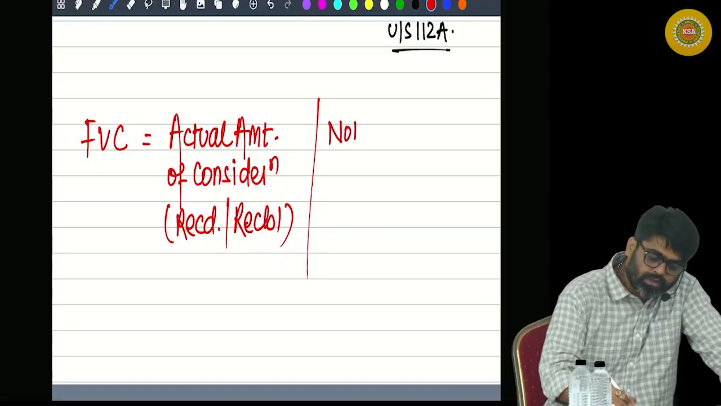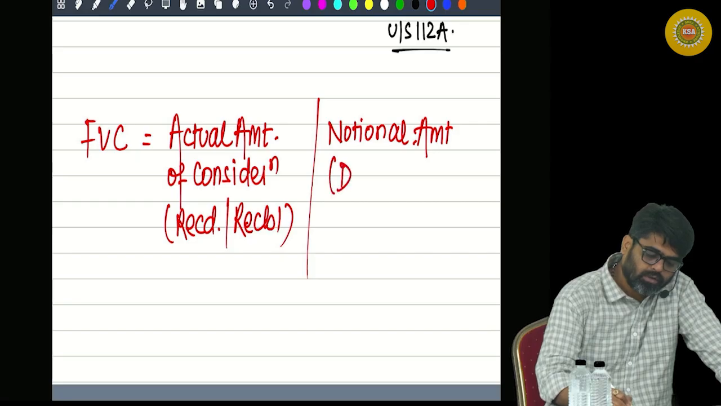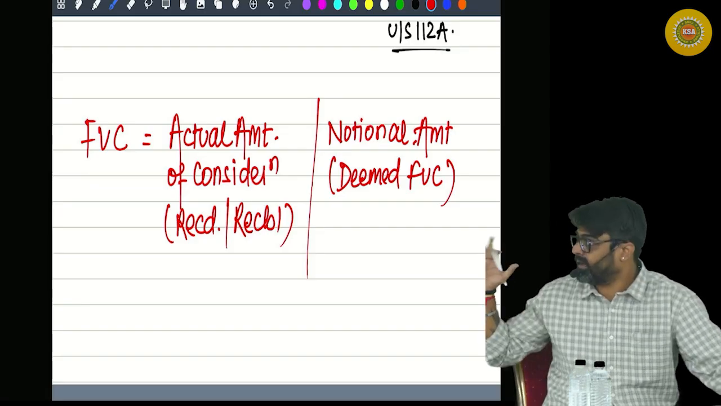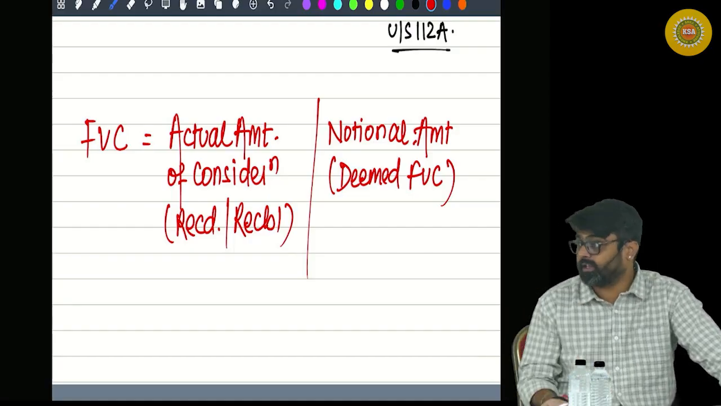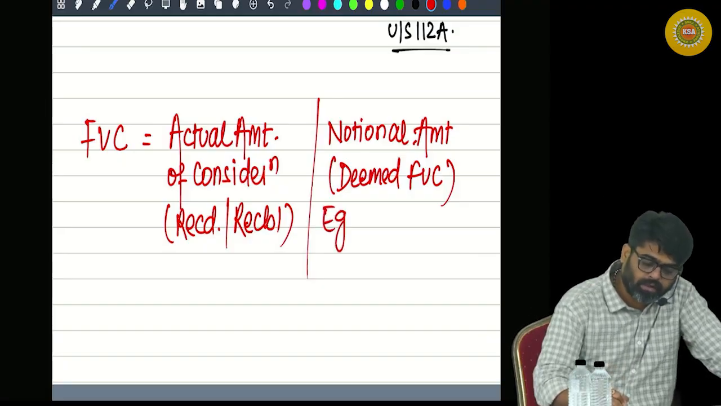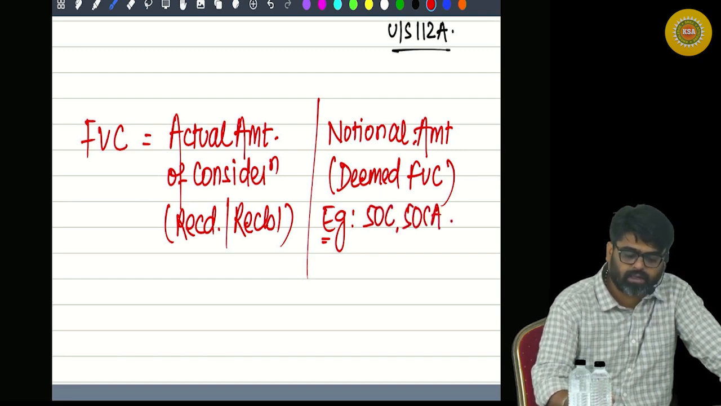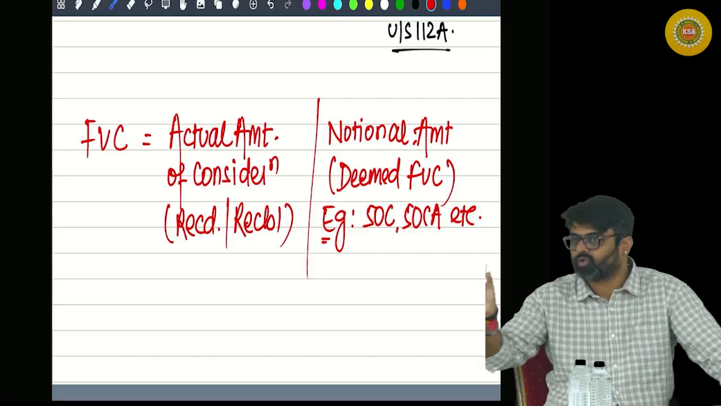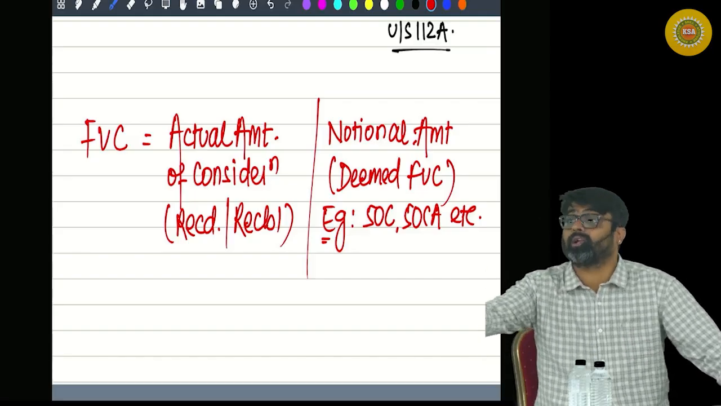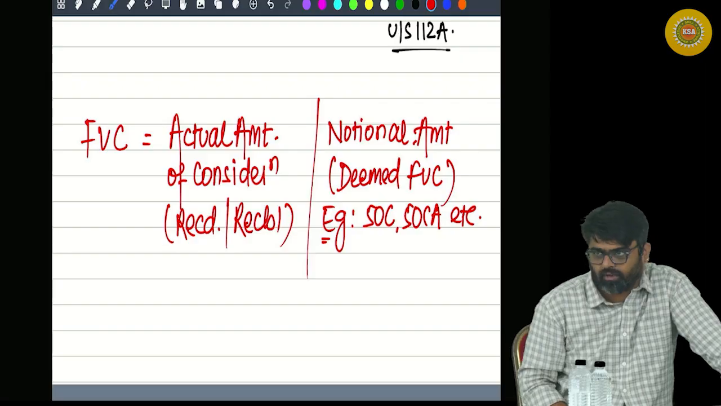A notional amount, which is deemed full value of consideration under different sections. 45(1) is there, 45(2) is there, 45(5) is there, section 50C is there, 50CA is there. There are many sections. For example, section 50C, 50CA, etc. Whenever this case comes, I will tell you that in this case the actual amount of consideration is ignored, and they are saying to compute your capital gain by taking this notional amount as your full value of consideration. Getting my point? Now, FVC you have done.